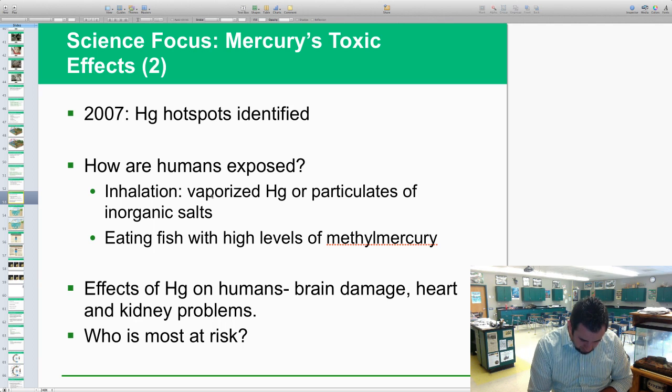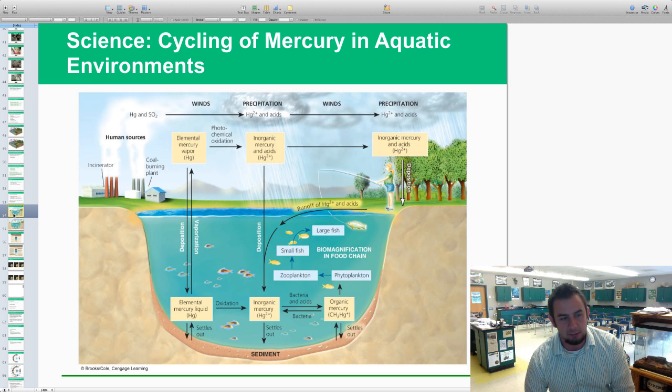Other nursing mothers and women who may become pregnant are told not to eat shark, swordfish, king mackerel, or tilefish, and to limit their consumption of tuna to no more than 170 grams per week, because it could have some major problems. So those are the people most at risk as far as mercury poisoning goes, and also having some long-term effects. This is the whole cycle of mercury.